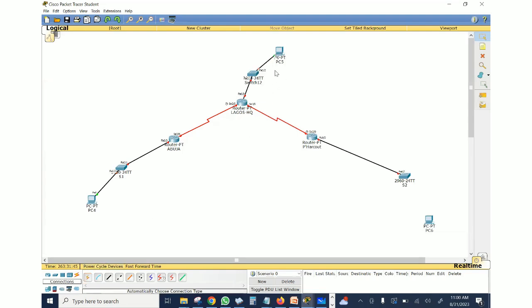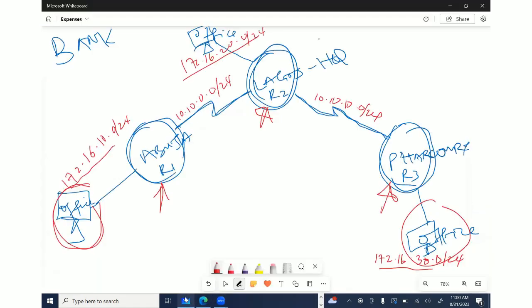What we need is reachability between these people in each of the office. If just one person in the office can reach others in the branches, then everybody in the office can reach one another. Okay, so let's begin. So let's go to our router to give them the IP address.